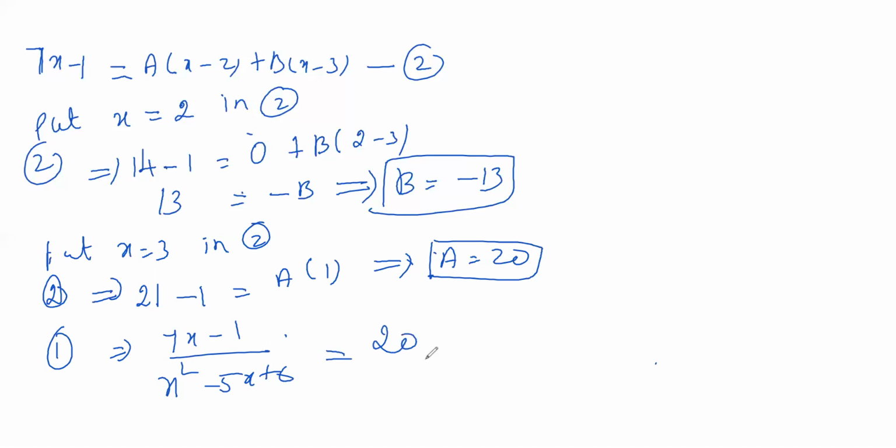So 20 by x minus 3 plus b by x minus 2, where b is equal to minus 13. So we will write minus 13 by x minus 2. Right? So we have split the term using partial fraction. Since the usual division algorithm is difficult, we are dividing this expression using partial fraction, which you know already very well, right? So that partial fraction is over.